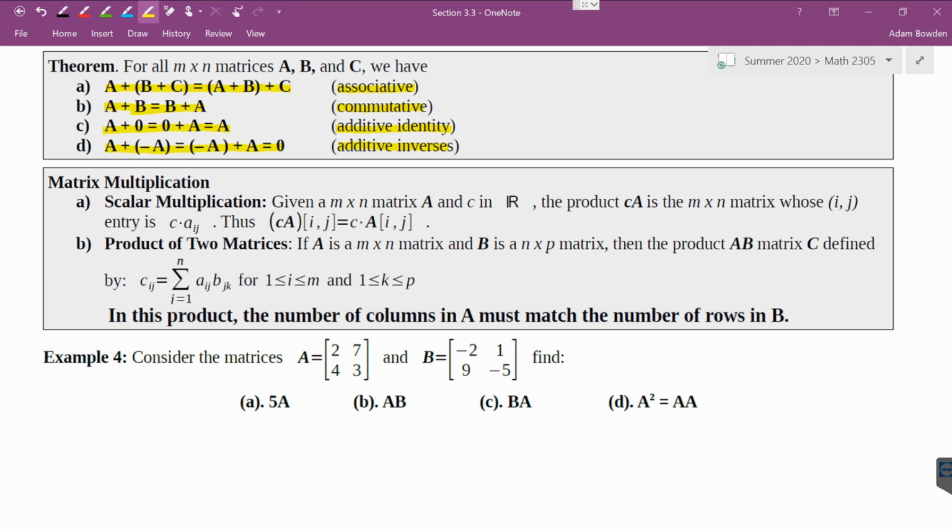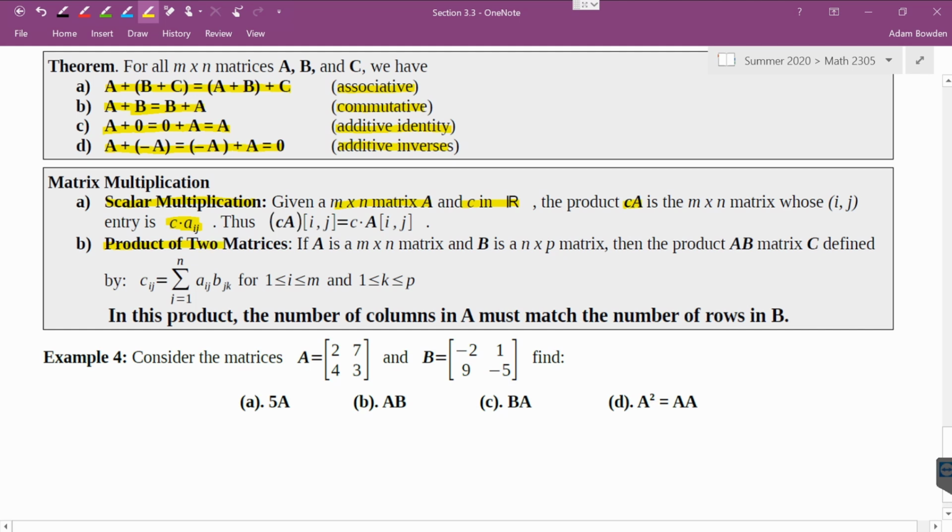And so addition with matrices works fairly straightforward, what we would assume from regular algebra. Multiplication, however, has a slightly different process to it. We're going to start off first off with scalar multiplication, which basically means if we have a matrix and a constant from the real numbers, then we can multiply the two together by simply taking each entry in the matrix and multiplying it by the constant. In other words, c times a sub ij would be how we do scalar multiplication.